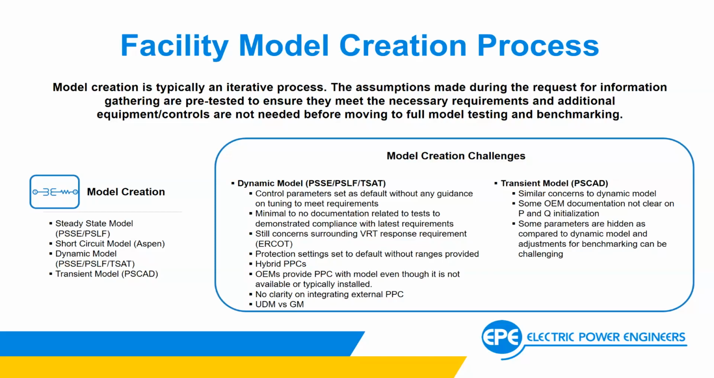And then, moving into UDMs versus generics: where do you go? What are you studying? What are you using? Parameter verifications, making sure parameters match and responses match in terms of the studies we're doing, so we can recreate events and properly plan and address system events. That's a big one that we're still seeing a lot of discussion on, and which way to go depends on which ISO, which utility you're in, and the best way moving forward. So that's all on the dynamic side. That was a lot there.